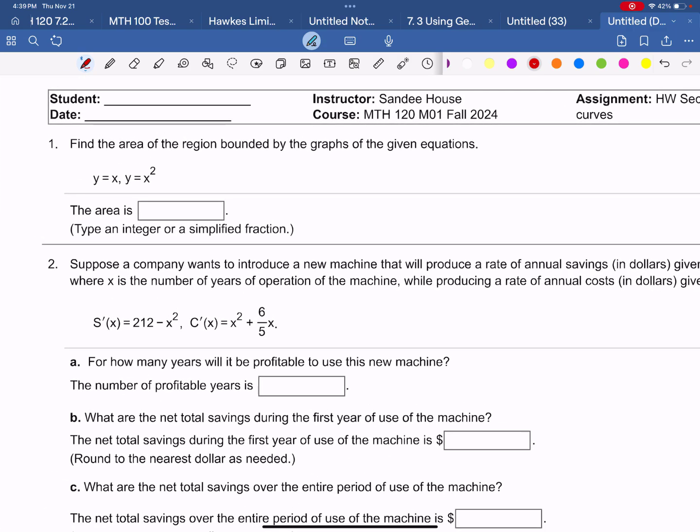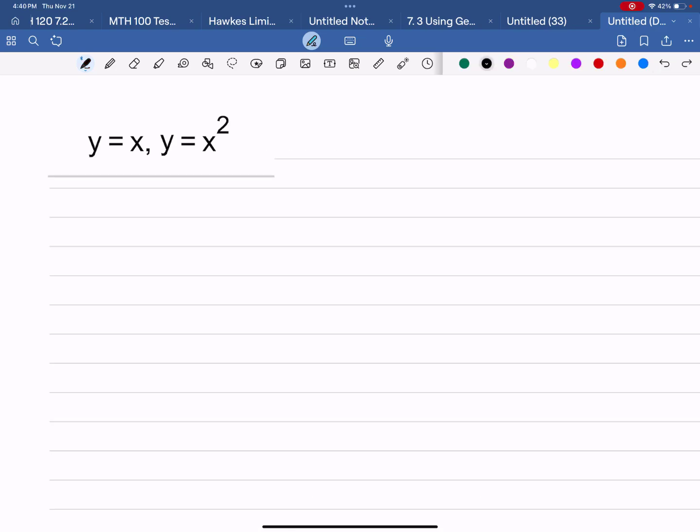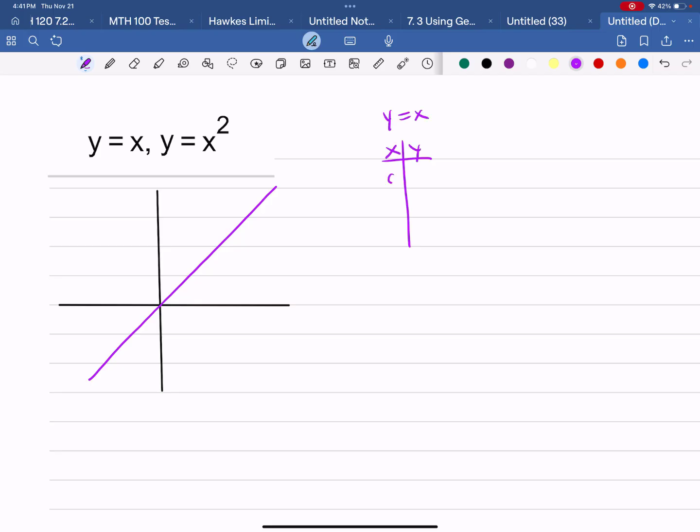So let's take a look at example number 1. Find the area of the region bounded by the graphs of the given equations. And while this one's not that hard to graph, I'll give you the Desmos picture since you won't have access to Desmos on your test or final. y equals x is a line. And those are points like, and I'm doing y equals x, 0, 0, 1, 1, 2, 2, 3, 3, 4, 4.